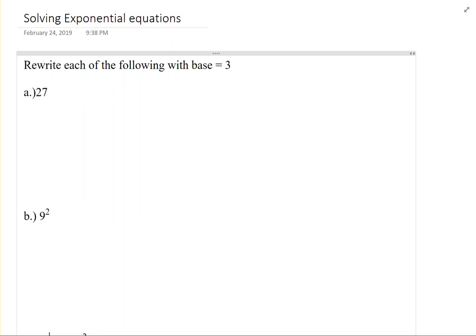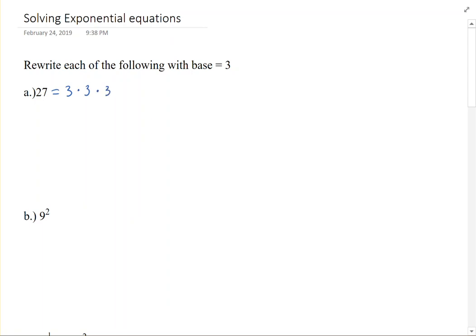First we have 27. 27 you could actually rewrite as 3 times 3 times 3. So that basically is base 3 to the power of 3. That's one way of writing it. All right, on to the next one.